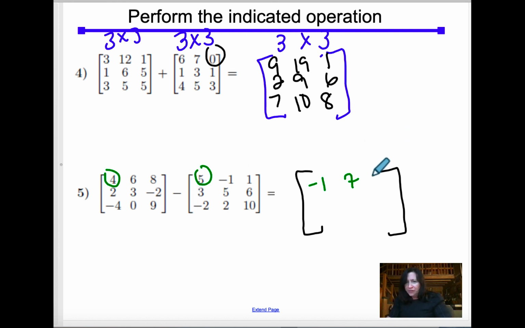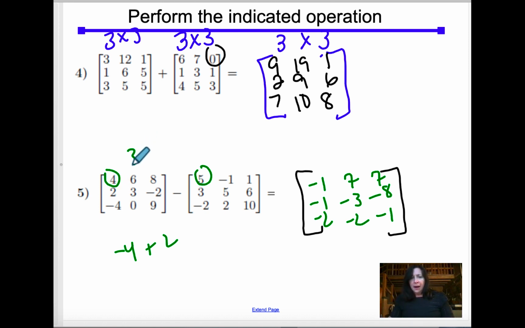8 minus 1 is another 7. 2 minus 3 is a negative 1. You have a 2 minus 5, which is a negative 3. Negative 2 minus 6, negative 8. Negative 4 minus negative 2. So that's negative 4 plus 2, which is a negative 2. 0 minus 2 is a negative 2. And 9 minus 10 is negative 1. And then you're done. You've got a 3 by 3, 3 by 3. Remember, you can only add or subtract like dimensions of matrices. So 3 by 3 is going to yield a 3 by 3.